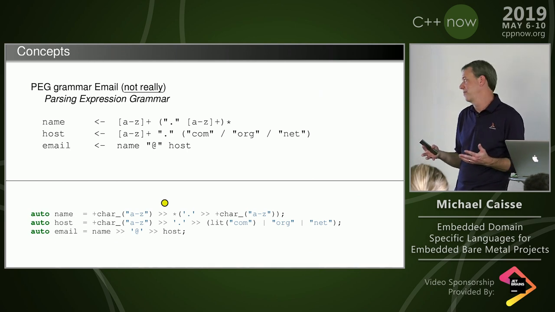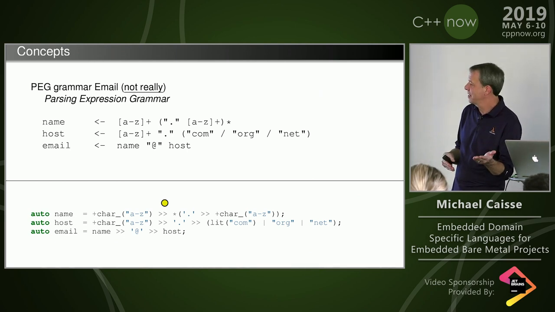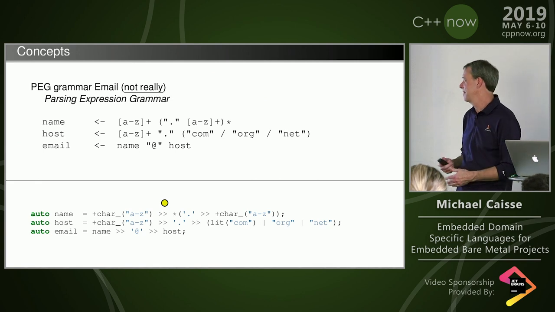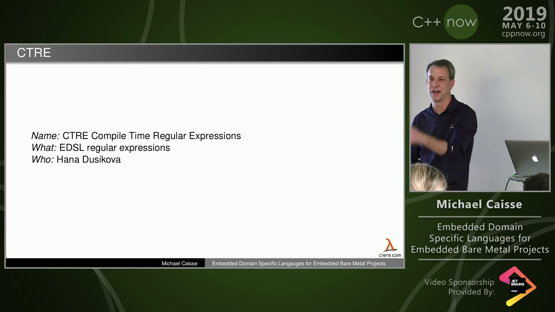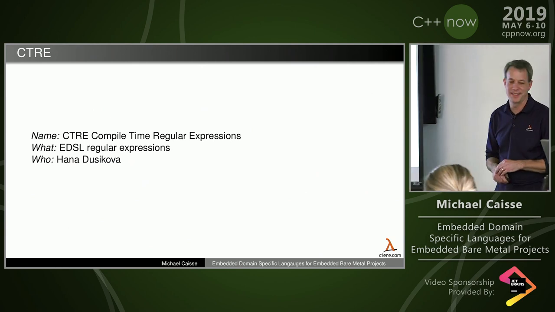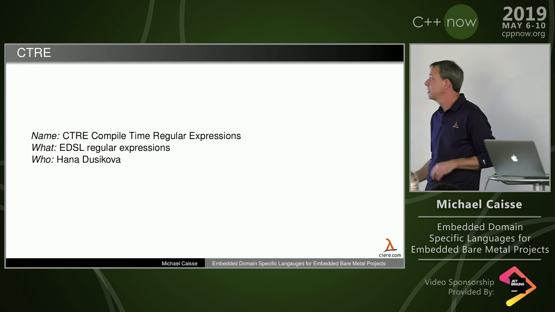Because of things like we need to use the unary plus, it's got to be on the front, and same for other things. Okay, moving on, because we're going to run out of time. CTRE, so compile time regular expressions.